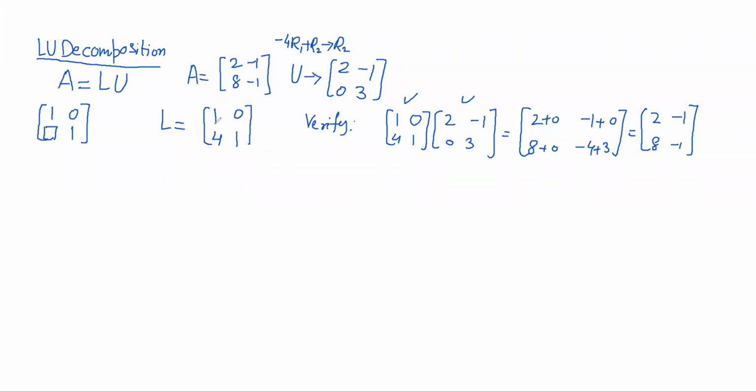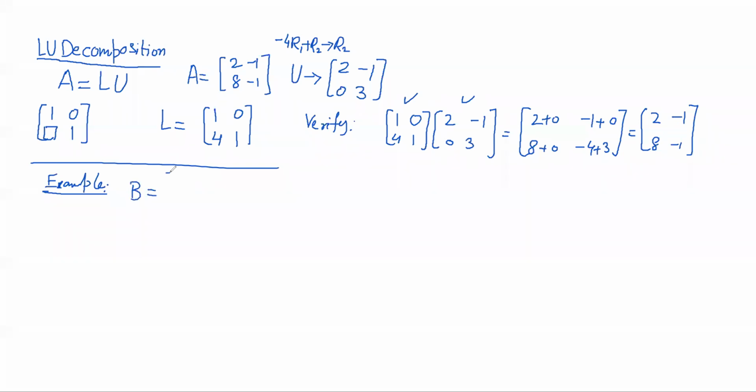In this case, we can see that L is a lower triangular matrix with all diagonal elements 1, and U is an upper triangular matrix with the diagonal elements not necessarily equal to 1. So this is the method for decomposing a 2 by 2 matrix. The same algorithm we can use for a 3 by 3 matrix. That will give you some more details.